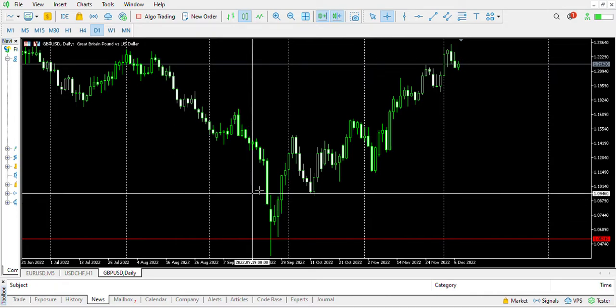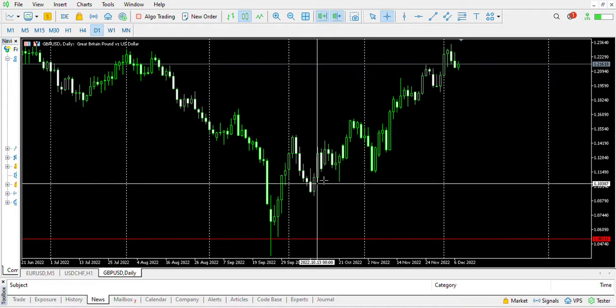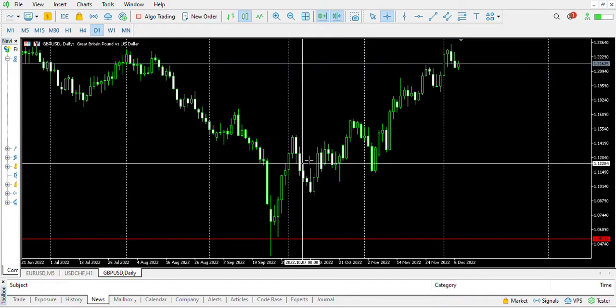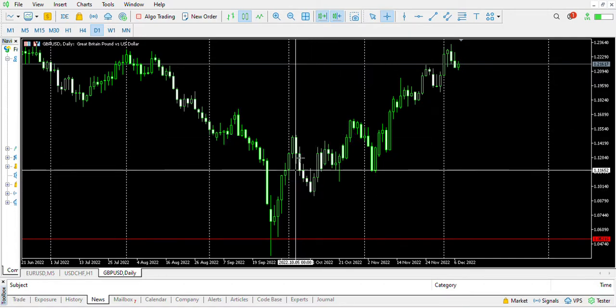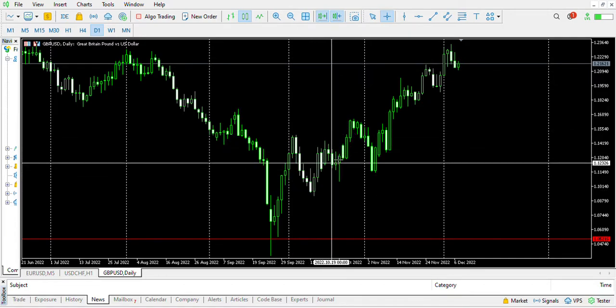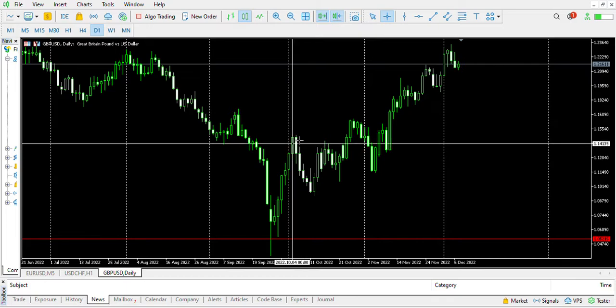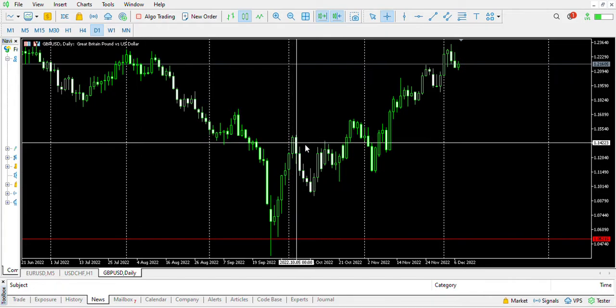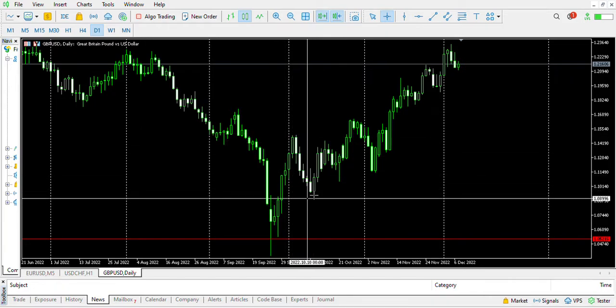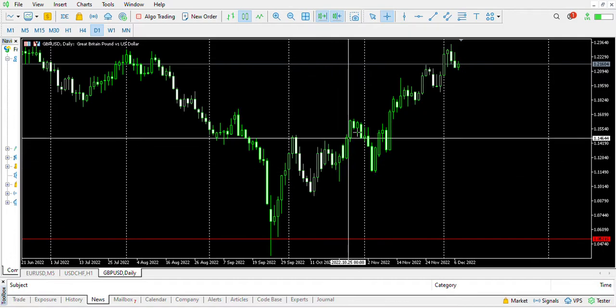Using supply and demand, it makes more sense. Supply is up here. Demand is down here. This is where it was bought up from, that's demand. Supply is where it was sold down from. This previous supply went down. When price came back to that supply, it went down. It came to this demand and went up. This is how the market moves.